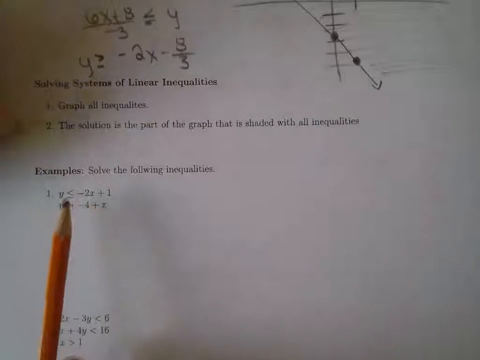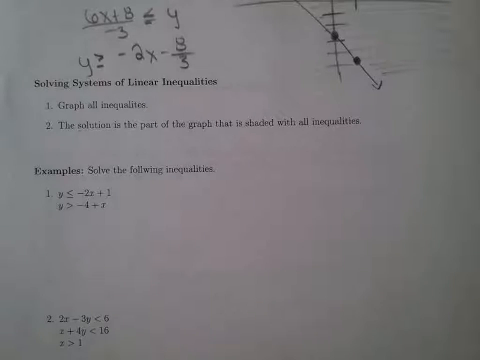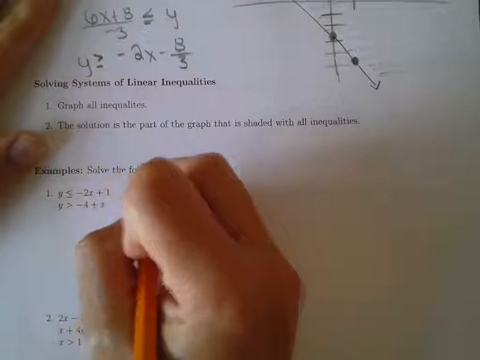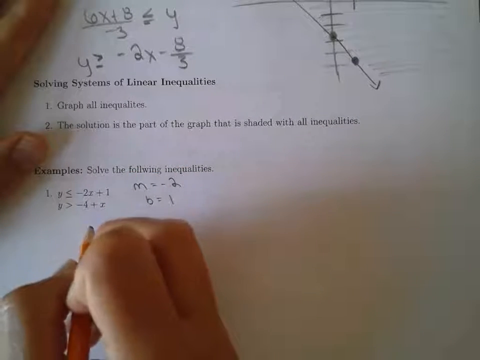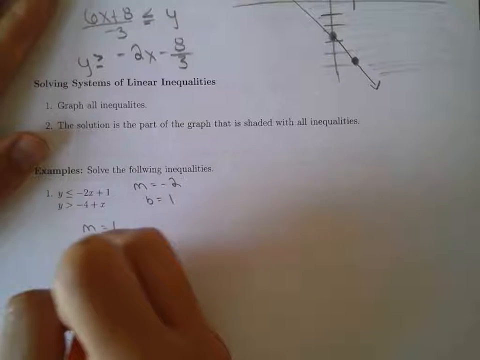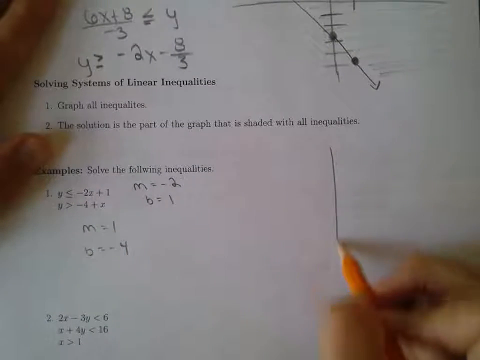So this first one, y less than or equal to negative 2x plus 1. Our slope here is negative 2, y-intercept is 1. For this one, slope is 1, y-intercept negative 4. So let's go ahead and graph those.